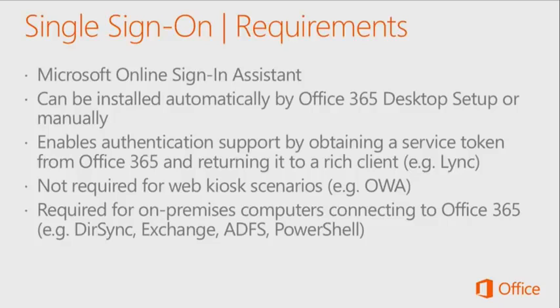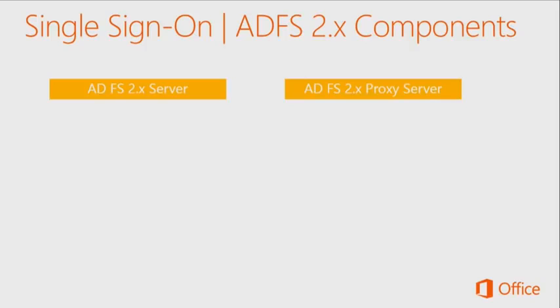The Microsoft Online Sign-In Assistant can be installed automatically by Office 365 Desktop Setup or manually. Enables authentication supported by obtaining a service token from Office 365 and returning it to the rich client, example Lync. Not required for web kiosk scenarios. Is required for on-premise computers connecting to Office 365. So the Microsoft Online Sign-In Assistant is required for on-premise. So if you want to access DirSync, Exchange, ADFS, PowerShell, it's required on all of those servers, or all those tools.